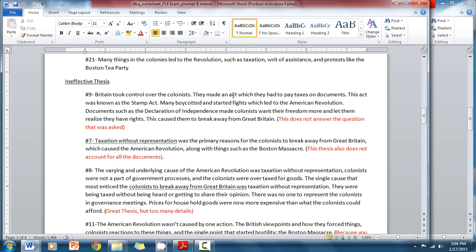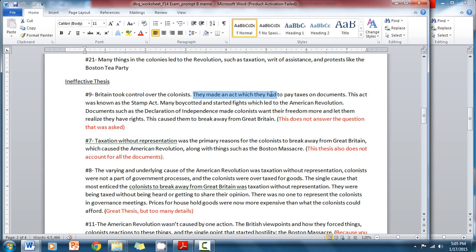So what were the causes? And so refrain from referencing the names of specific events. There's no need to use the word Stamp Act. Just say Britain took control over the colonists. That's not even really important. That really shouldn't be in here because they never took control over the colonies. They lost control. They were theirs to start with.